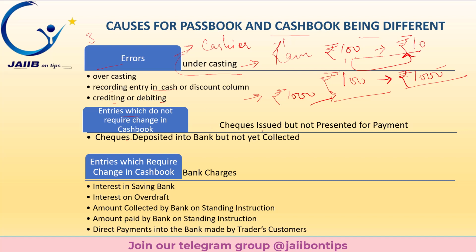Like checks issued but not presented for payment. For example, if I gave a check of rupees 1000 to Ram, but Ram didn't present this check in the bank. But as I gave this check to Ram, I will write this amount in my cashbook. But as it is not presented in the bank yet, it will not be written in my passbook. So it will be an error, right?